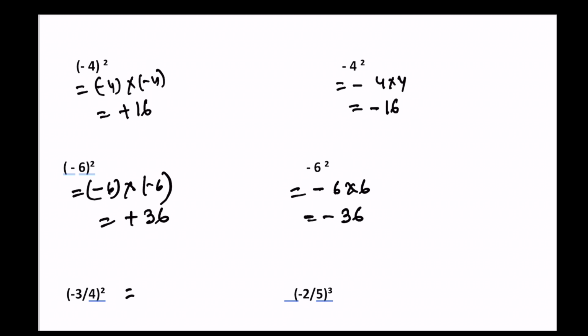Let's evaluate this. Minus 3 by 4 whole square. Minus 3 by 4 whole square means minus 3 into minus 3 and 4 into 4. Minus into minus is plus. 3 into 3 is 9. 4 by 4 is 16. So 9 by 16. But here, minus 2 by 5 whole cube.